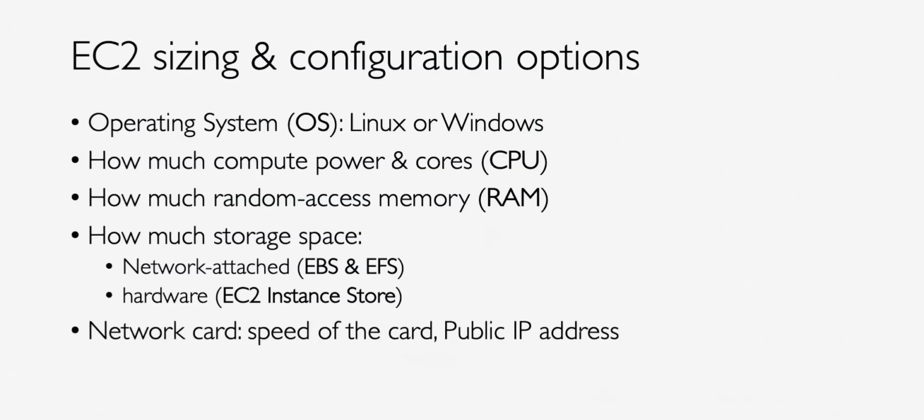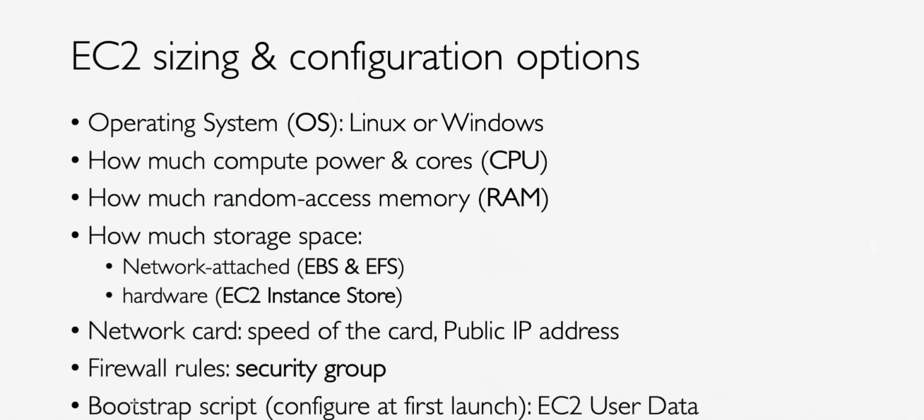So do you want a network card that's going to be fast? What kind of public IP do you want? And finally, we need to handle the firewall rules of our EC2 instance, and that is the security group. And I lied, finally, there's the bootstrap script to configure the instance at first launch, which is called the EC2 user data. So we have lots and lots of options, and as you'll see in the hands-on, even more options at other certification levels that you need to know in EC2 instances.